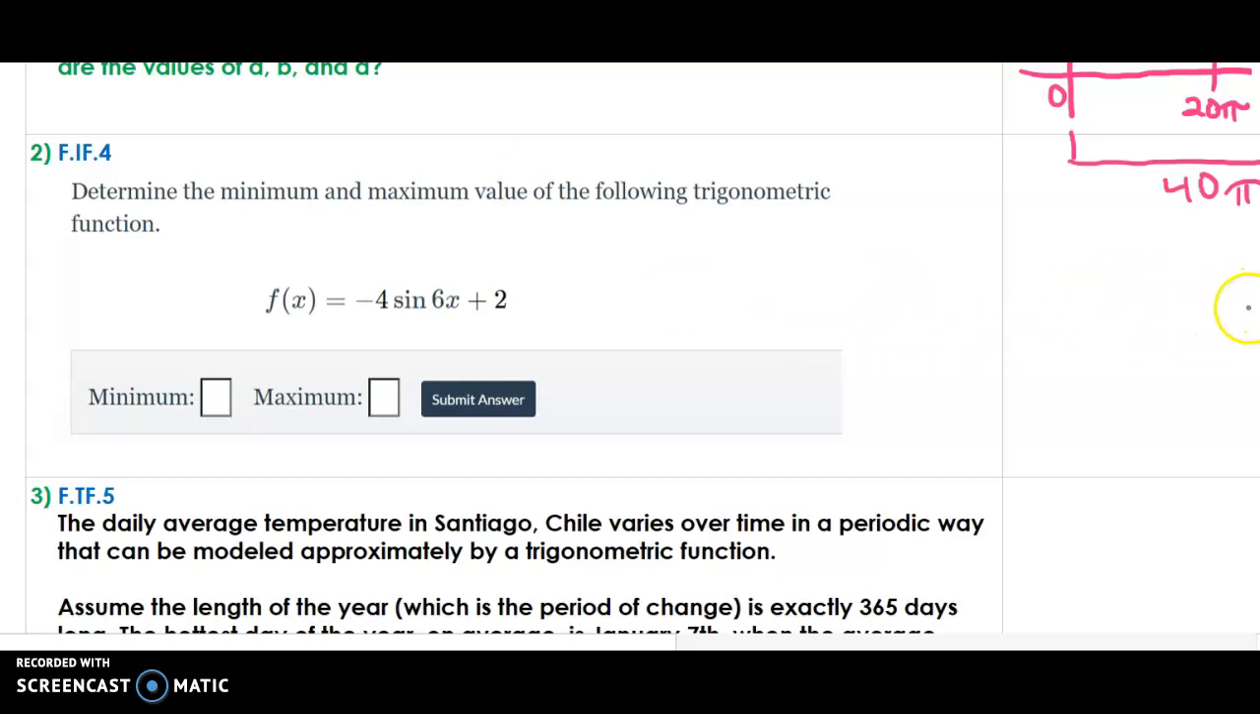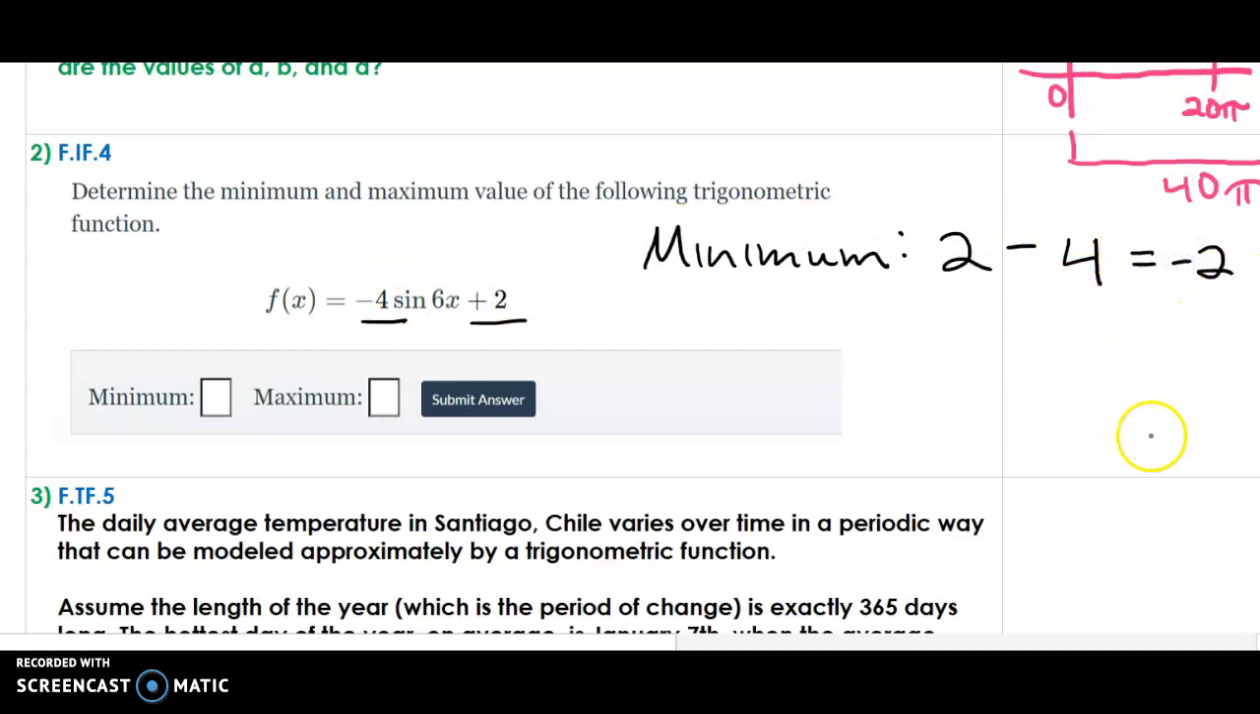Well, we know, just like what we just talked about, our minimum is going to be our midline minus our amplitude. And those two values, our midline and our amplitude, are really easy to pick out from our function. And so our minimum is going to be our midline, like I said, 2 minus our amplitude, which is 4. Our amplitude's always positive. That's going to give me -2.